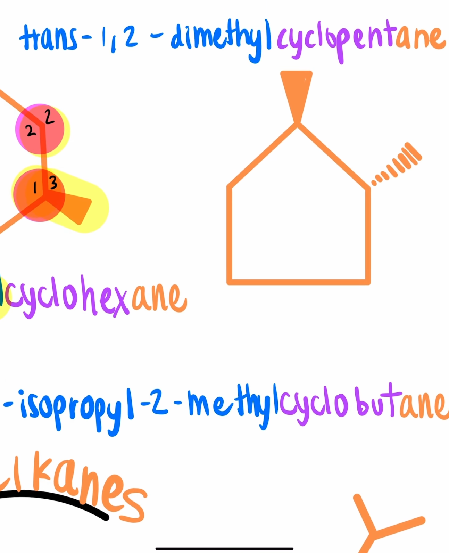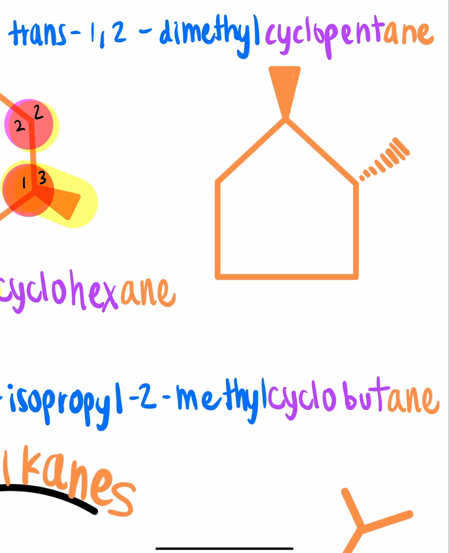Now this is trans. This is what we talked about, right? But it's not a cyclohexane. How many carbons is it? That's what we're going to do. We're going to count: 1, 2, 3, 4, 5. Again, this can be 1, 2, or 1, 2. It doesn't matter because both of these groups are the same.